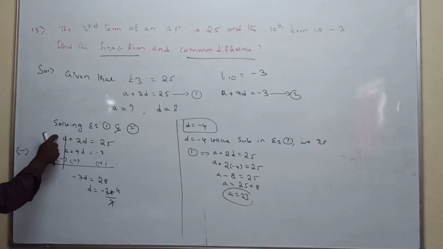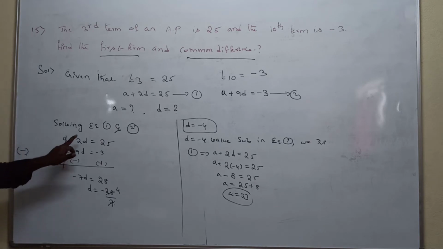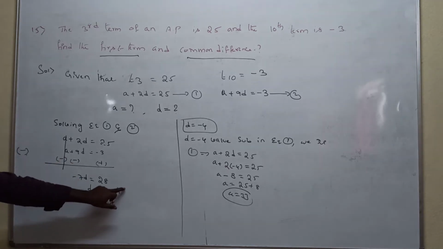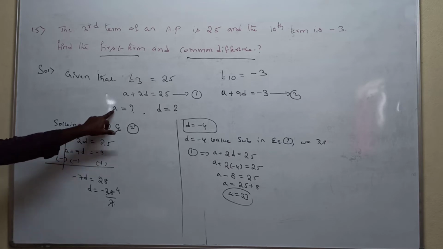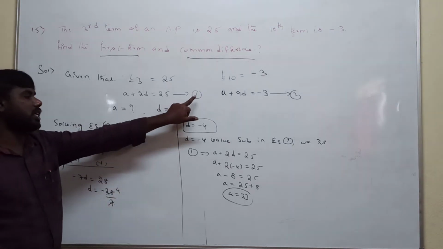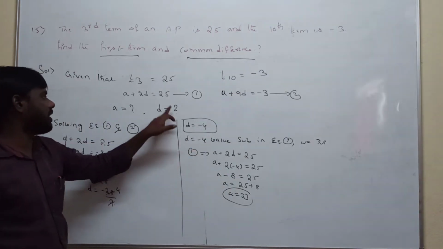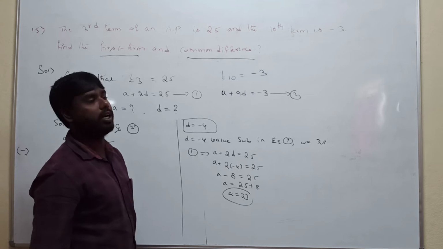Now we are doing the elimination method. Both equations have the same a coefficient, so it directly cancels. 2d - 9d is -7d. 25 + 3 is +28. So d = 28/-7, and 7 fours are 28. We got d = -4. Next we want the a value, so we substitute the d value in equation number 1 or 2. Now I am substituting the d value in equation number 1. Finally, we get the first term a value is 33.